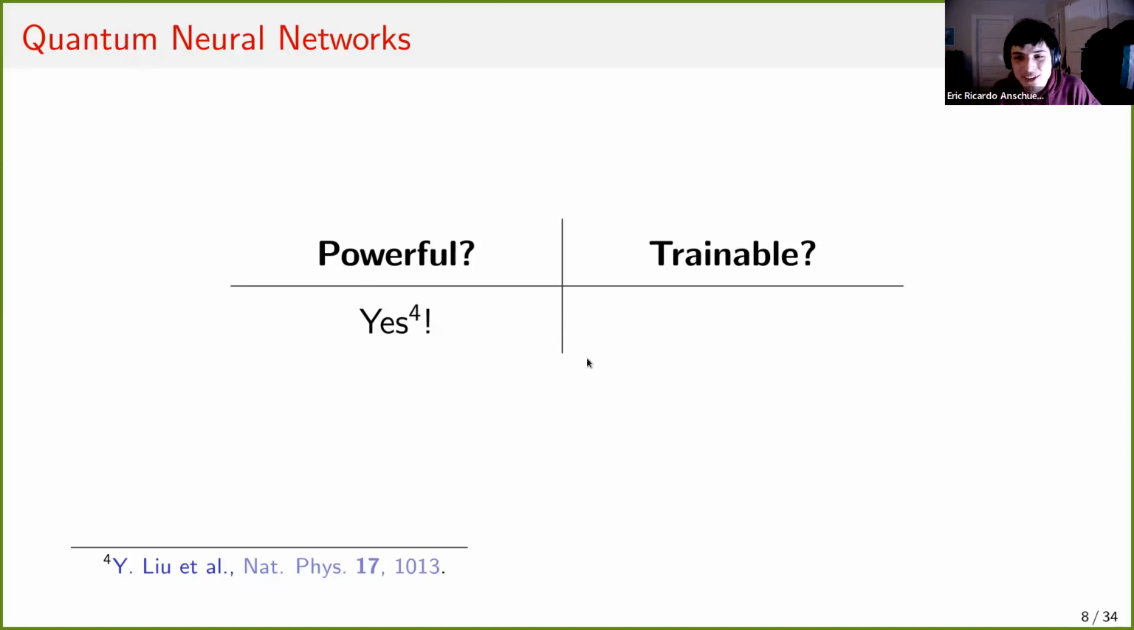But now the other question is, okay, are they trainable, just like classical machine learning models are? And unfortunately there, the answer isn't so optimistic. It's a no, at least generally. And we'll get back to what I mean by generally in a bit. But first, let me just give some intuition and some background on some of these trainability results, or untrainability results.